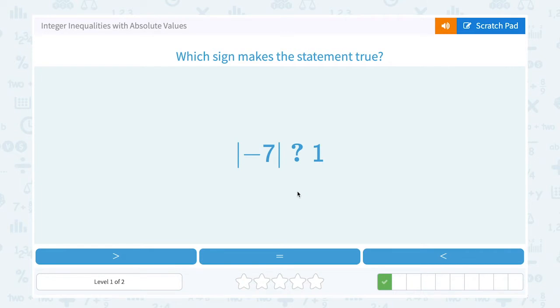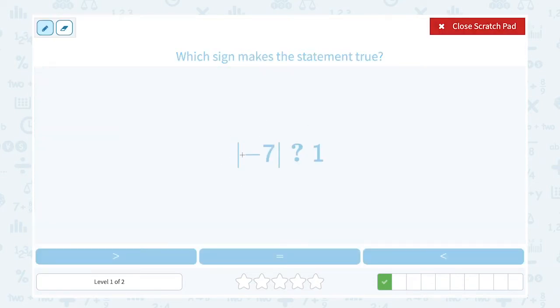The absolute value of negative 7, we want to know, is it greater than, equal to, or less than 1? Well, remember, absolute value is our distance from 0. Negative 7 is 7 units to the left of 0, but distance is always positive, so that has a distance of 7. So we're comparing, is 7 greater than, equal to, or less than 1? Well, 7 is bigger than, or greater than 1.